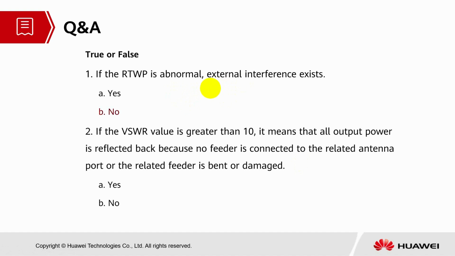Q&A session. Question 1: If the RTWP is abnormal, external interference exists. No, the statement is wrong. Question 2: If the VSWR value is greater than 10, it means that all output power is reflected back because no feeder is connected to the related antenna port or the related feeder is bent or damaged. The statement is true or false? Yes, this statement is true.